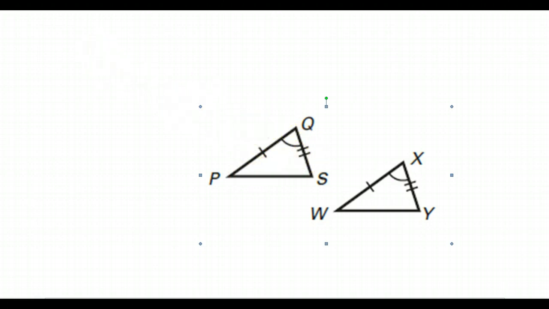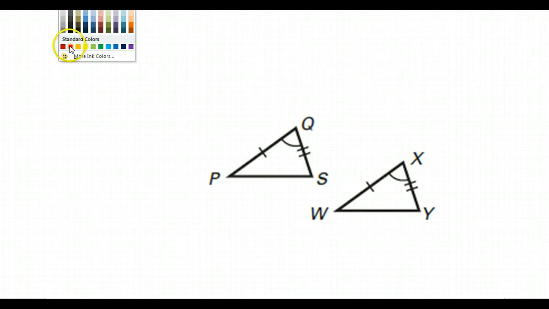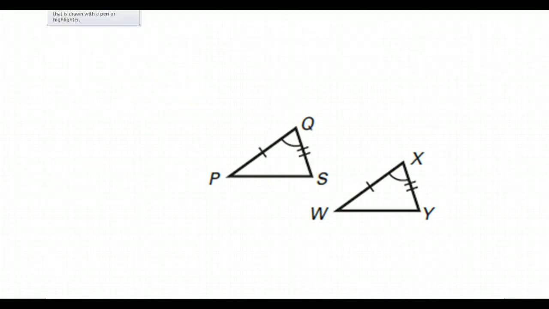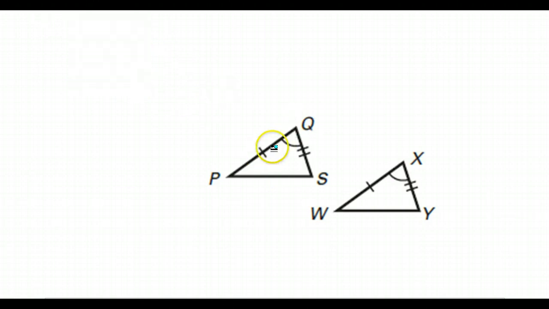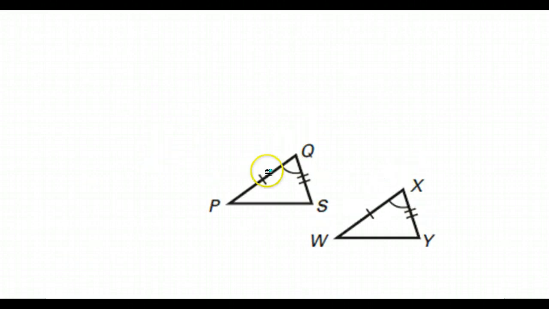Let's color this up to make it clear about this whole business about the included angle that we spoke about. See this side that's marked congruent? I'm going to color that side red. Okay, so PQ is one of my congruent sides. So here I'm going to color PQ. Notice that QS is one of my congruent sides. So I'm going to color QS.